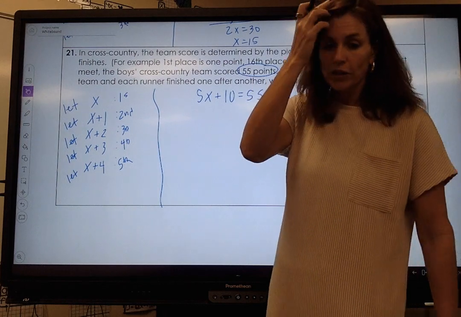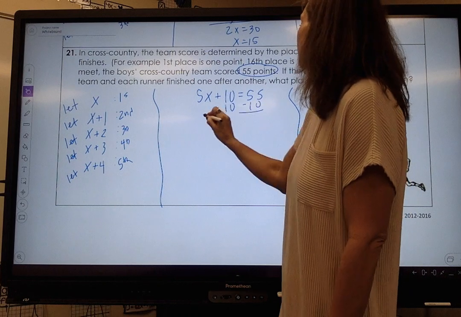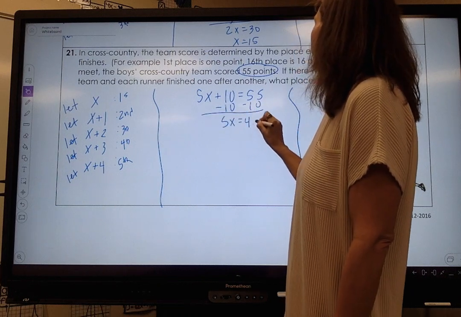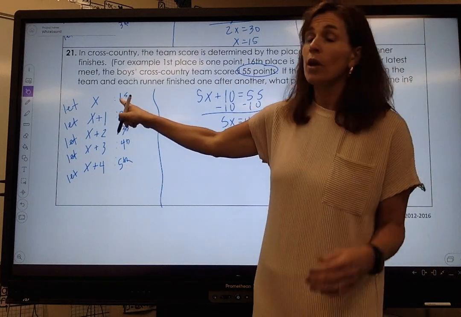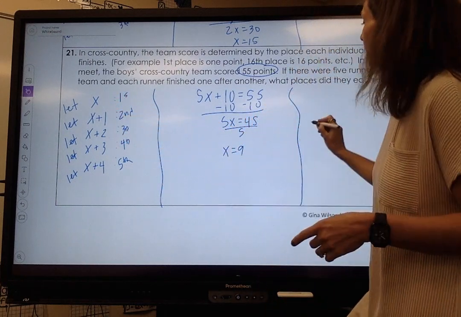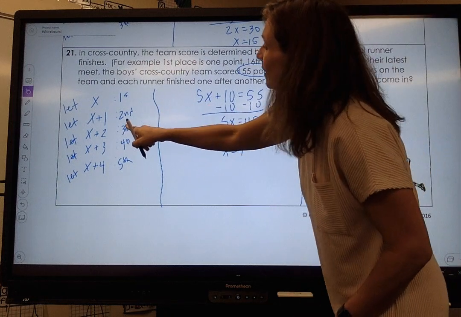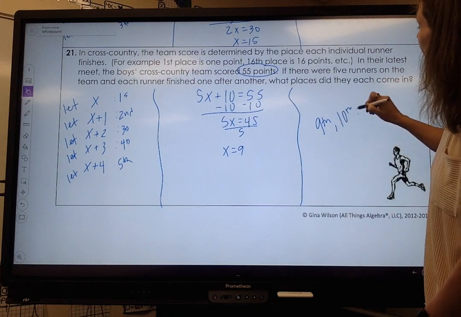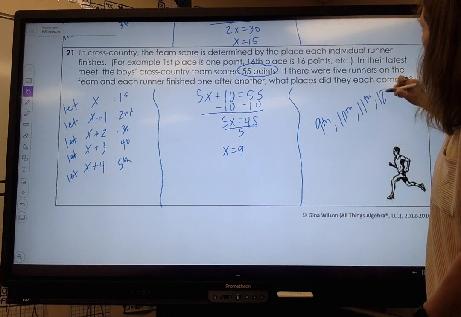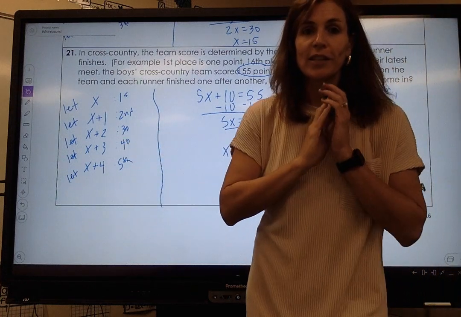So there's my equation. Now I'm going to subtract 10. 5x equals 45. Divide by 5, so x equals 9th place. So the first runner finished in 9th place, so the place values are going to be 9th, 10th, 11th, 12th, and 13th. Okay? All right, so that's our sets for word problems.